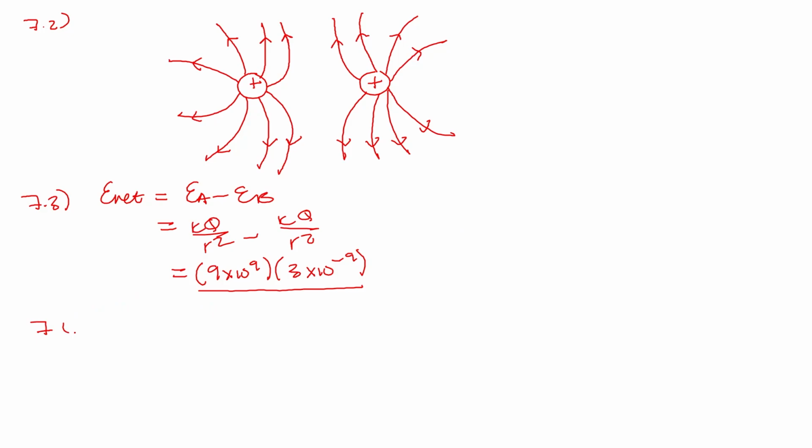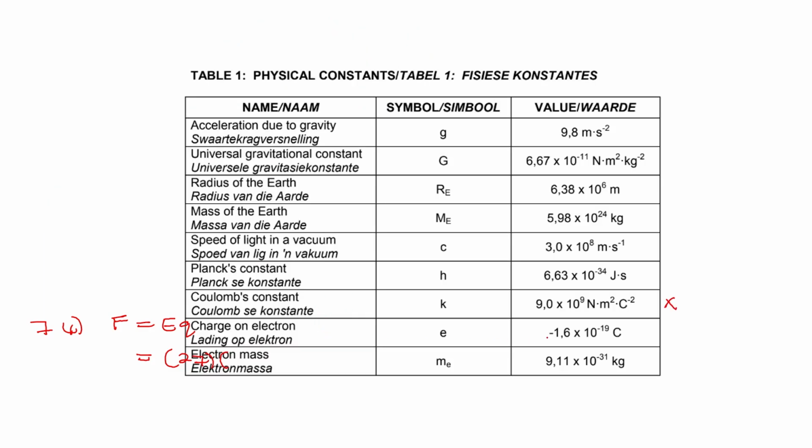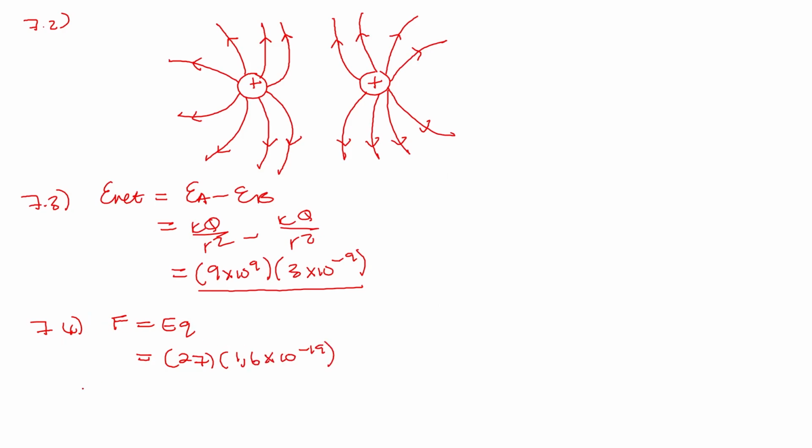7.4. We have the net electric field at point P, which is 27. What is the charge of an electron? The charge of an electron is minus 1,6 times 10 to the power of negative 19. So I'm just going to put it there, and then I'm going to get 4,32 times 10 to the power of negative 18 newtons as the force on the electron.